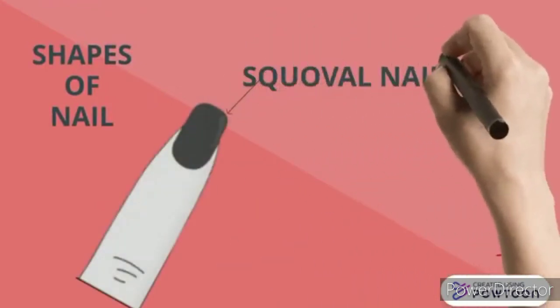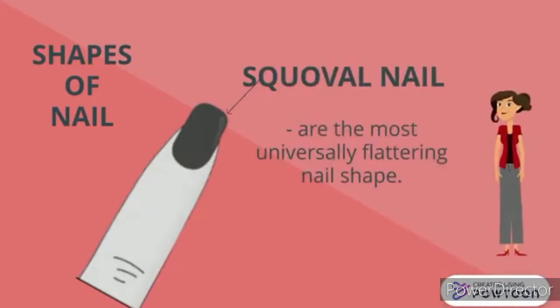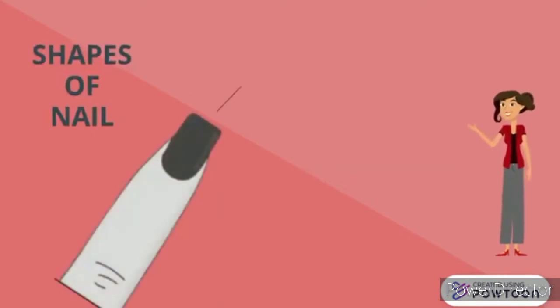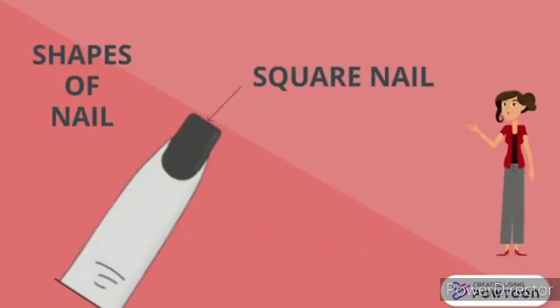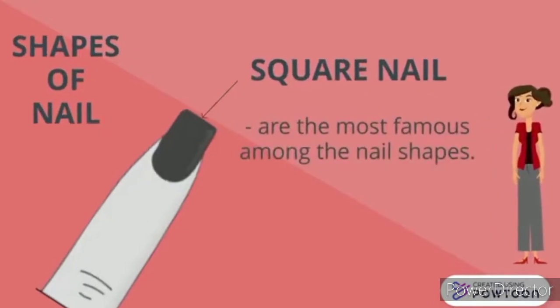These are the combination of the square and oval shapes. They are a modern and universally flattering shape with a flat or square top edge and slightly rounded corners. Next is square nail, the most famous among the nail shapes. It is created by allowing the nail to grow out straight and then filing the tip straight across at right angles with the rest of the nail.